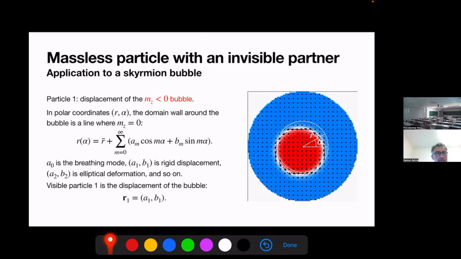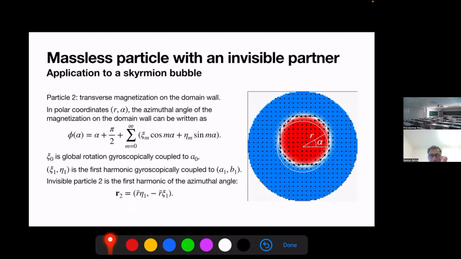So A naught, for instance, is the breathing mode. You can see that the radius of the bubble changes here. A1 and B1, the first harmonics, correspond to a rigid displacement, A1 along X, B1 along Y. The second harmonics give you an elliptical deformation, and so on and so forth. So the visible particle, particle number 1, corresponds to the rigid displacement of the bubble, the displacement A1 and B1.